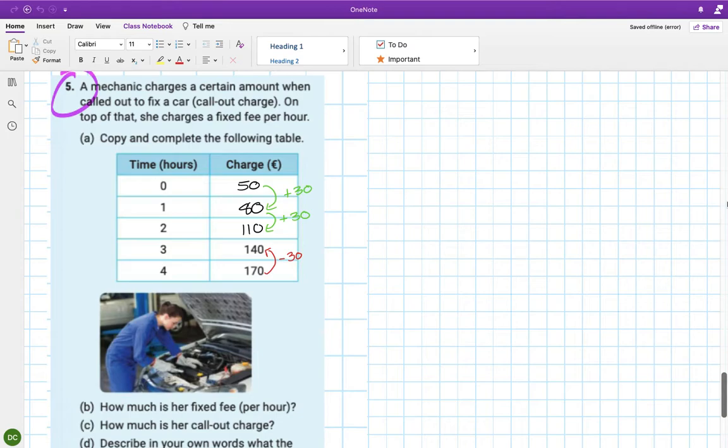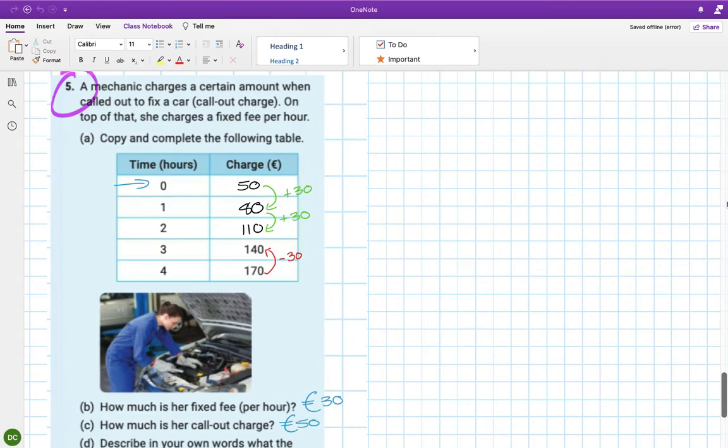Yeah? So how much is her fixed fee per hour? That's how much it's going up by. So every hour it goes up by 30 euro, so her fixed fee per hour is 30 euro. How much is her call-out charge? So if you look at the top here, for no hours work, it's going to cost you 50 euro to see this mechanic. So that's the call-out charge. 50 euro is the starting price.